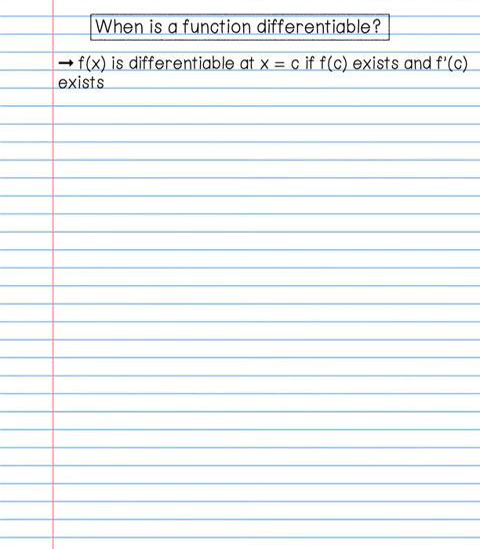So that seems kind of like a weird definition to say it's differentiable if the derivative exists, but that means that when you do that limit process for the derivative that you get an answer.